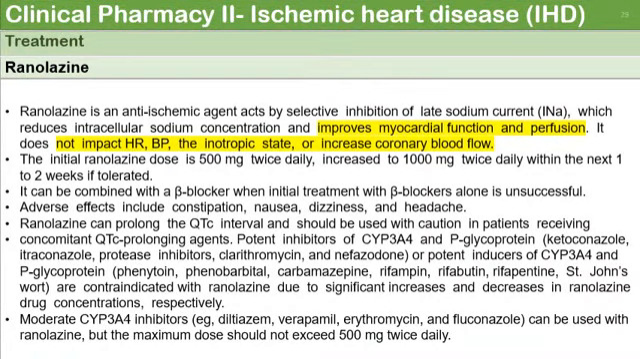The second line agent is ranolazine, which works as an anti-ischemic agent by selective inhibition of the sodium current, reducing intracellular sodium concentration and improving myocardial function and perfusion without affecting the heart rate, blood pressure or coronary blood vessels. It only works as an anti-ischemic, maintaining blood perfusion. The initial dose is 500 mg twice daily, maybe increased to 1000 mg twice daily after 2 weeks. It can be combined with a beta blocker.